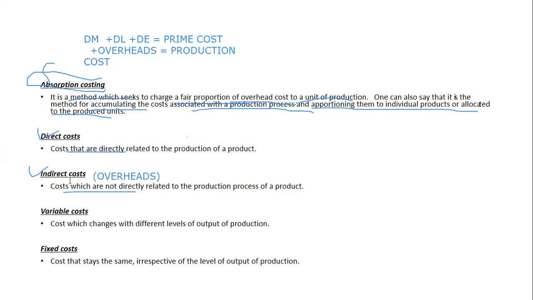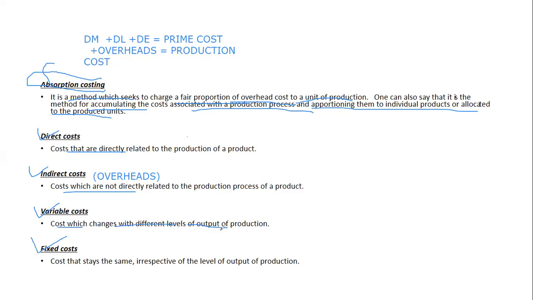Now, these indirect costs are divided into two. We have variable costs and fixed costs. They all fall under indirect costs. With variable costs, these are the costs that change with the levels of output or production. In other words, these costs do change with the level of production. The more you produce, the more you incur these costs. The less you produce, the less you incur these costs.